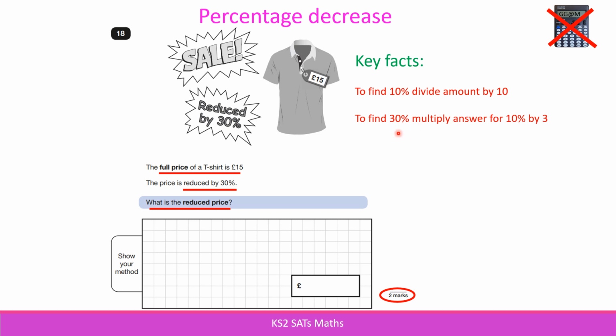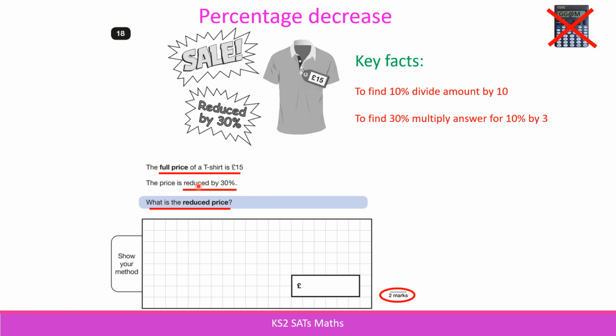Once you've found 10%, we're now going to work out 30%. So the answer we've just worked out for 10%, we need to multiply that answer by 3, because 10 times by 3 gives me 30%. So the answer you've just worked out up here, you multiply it by 3, gives you 30%.